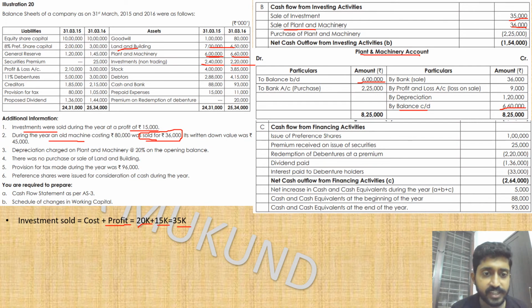Next, depreciation. It is already said 20% on the opening balance. So opening balance is 6 lakh multiplied by 20%. Depreciation will be credited to the fixed asset, then only the fixed asset balance will go down. So 20% on 6 lakh is 1,20,000. That is done.